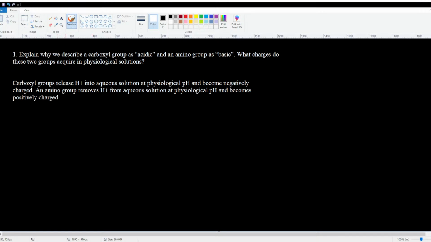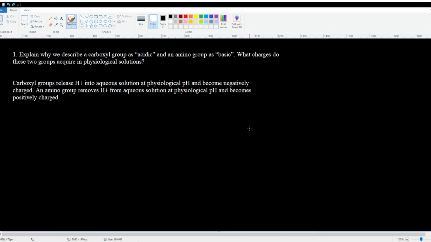So let's look at this. Explain why we describe carboxyl groups as acidic and amino groups as basic. What charges do these acquire? Carboxyl groups, as we discussed earlier, release H plus into aqueous solution at physiological pH and become negatively charged. What is a carboxyl again? This is your carboxyl. We're losing this hydrogen and it's becoming negative. Every time we lose a proton, something's becoming negative and it's therefore acidic. So it'll become negatively charged.